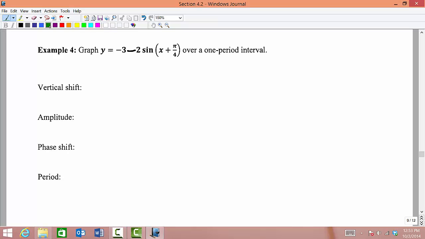For example 4, we are graphing the function here. We want to compare this to the general form y equals c plus a sine, so our amplitude times sine of b times x minus d. And we want to see what we have here.